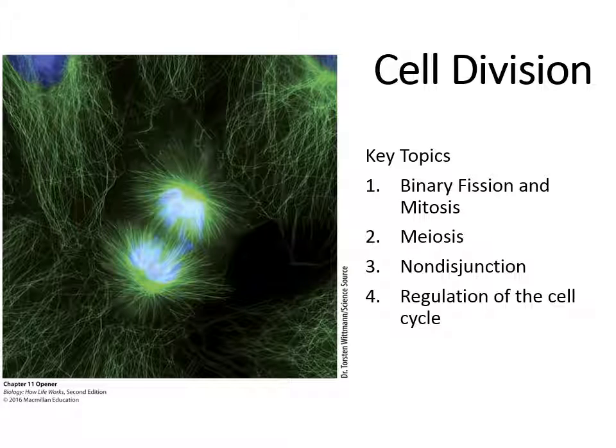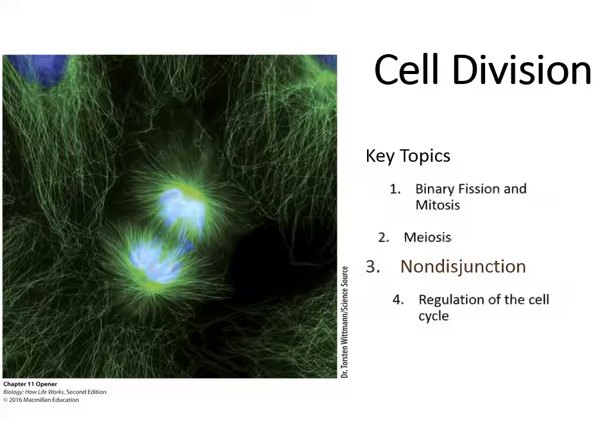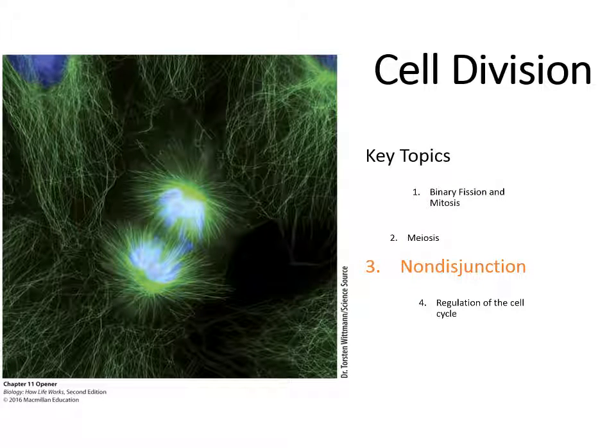This is the third video in cell division. In this video, we will discuss what nondisjunction is and how it can lead to major chromosomal abnormalities which affect the survival of a zygote.